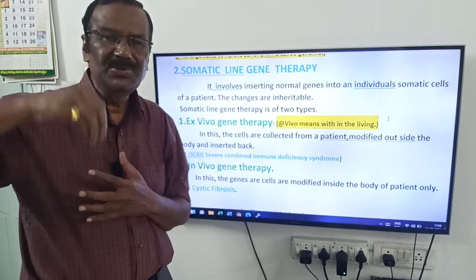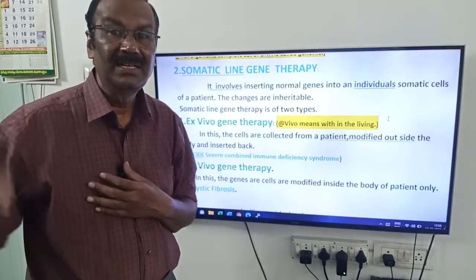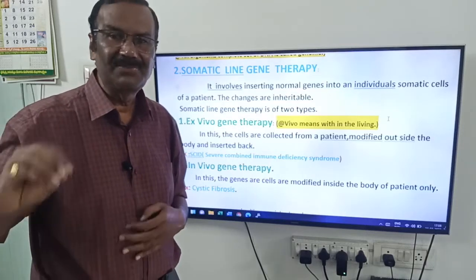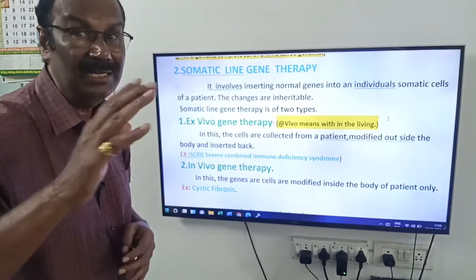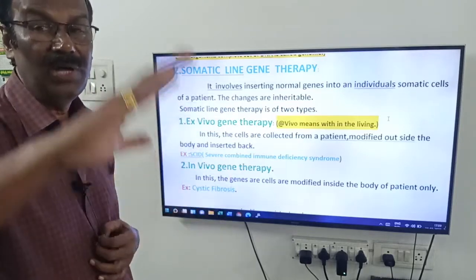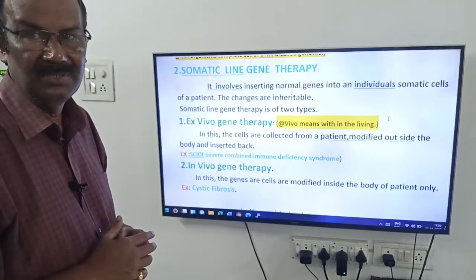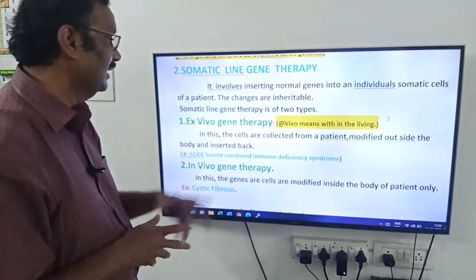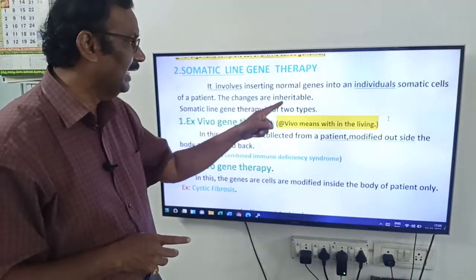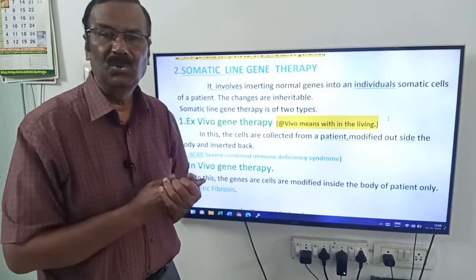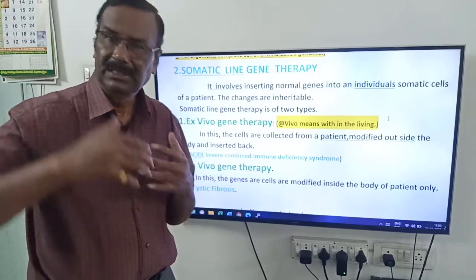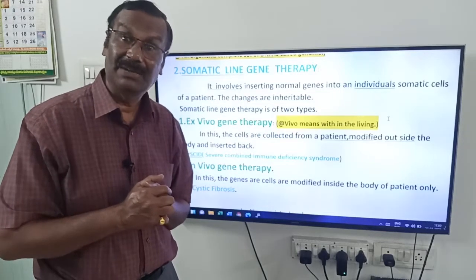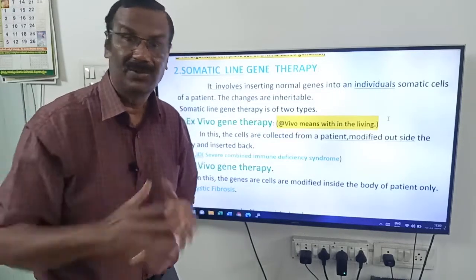Here we are inserting normal genes or healthy genes in the somatic cells of a patient, not in the germ cells, not in the ova and sperms. Okay, friends, other than gametes. Now, since these changes are not inheritable, they won't transfer from one generation to the other generation. They are not inheritable, friends. Okay.